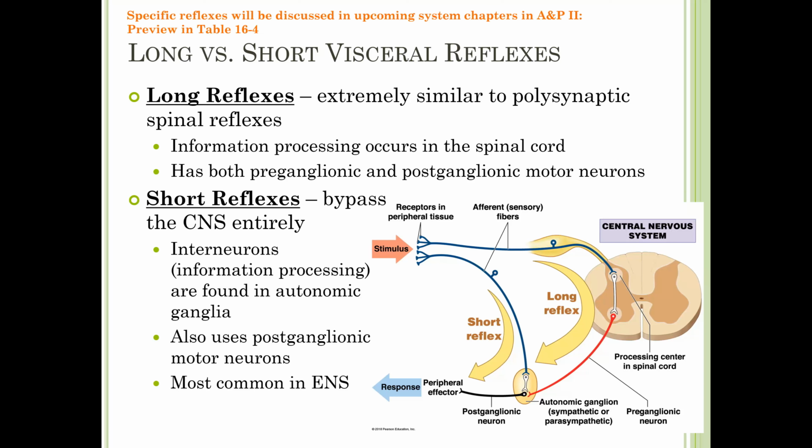Specific visceral reflexes are going to be discussed as we move through the different system chapters in A&P 2. If you want to see a preview of some of these reflexes, they are listed in table 16.4, but I'm not going to test you on those.